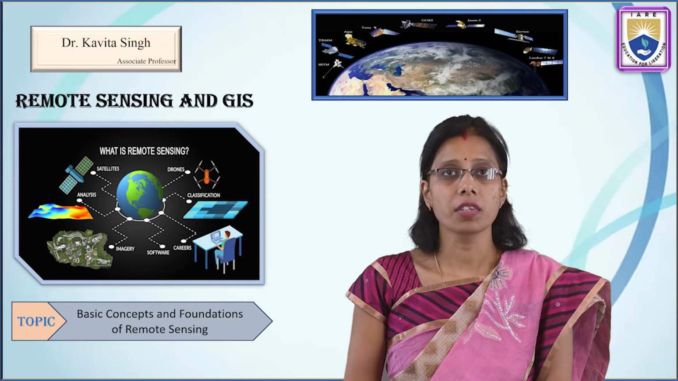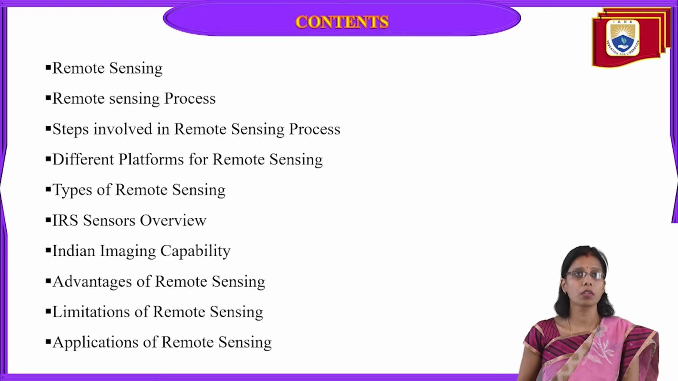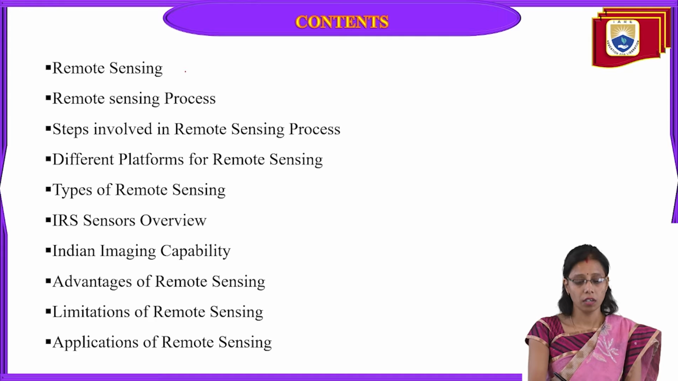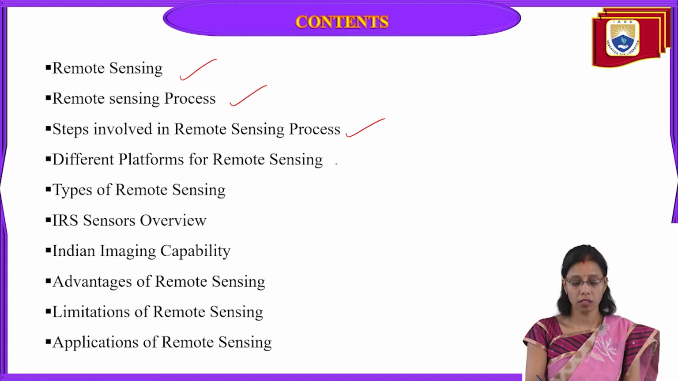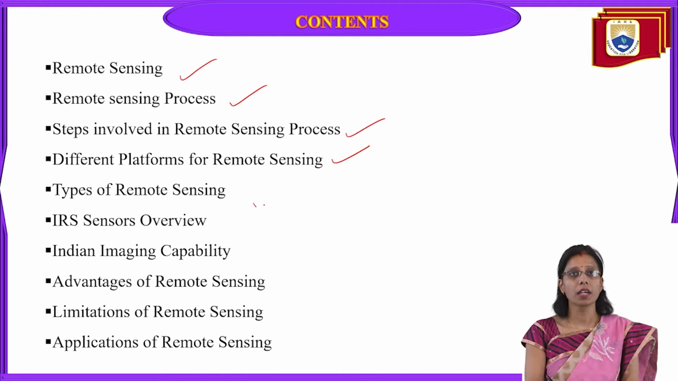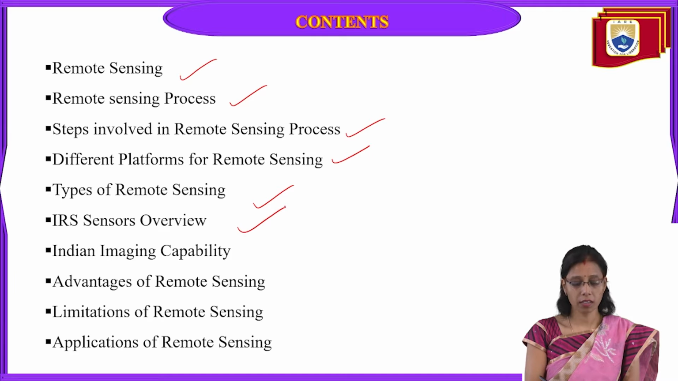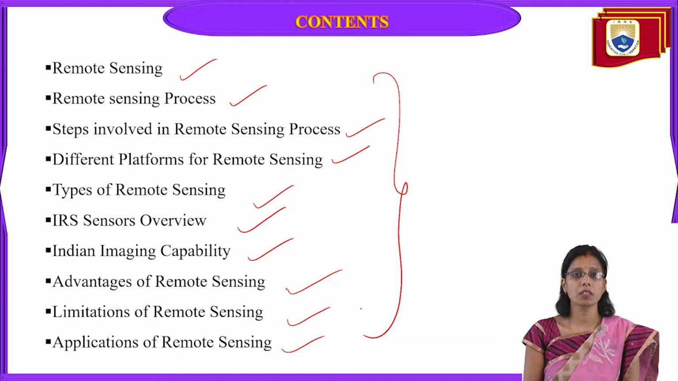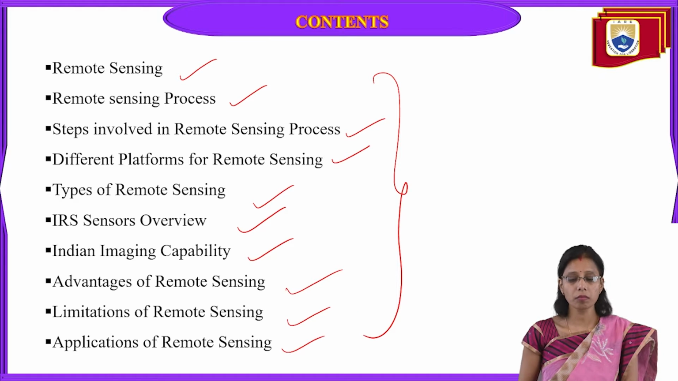So first thing we are going to know about remote sensing. Before we enter into remote sensing, we have these different contents: the remote sensing process, steps involved in the remote sensing process, different platforms for remote sensing, types of remote sensing, IRS sensor overview, Indian imaging capability, advantages of remote sensing, limitations, applications. So these are all the topics and subtopics which we are going to cover in this main topic, concepts of remote sensing. First we have to understand what is remote sensing.